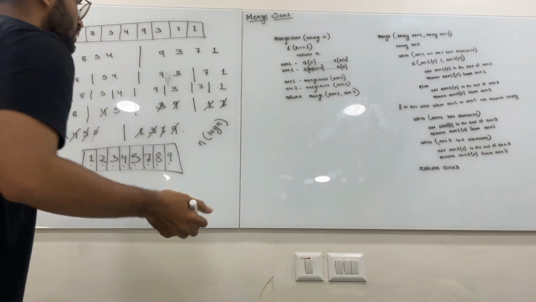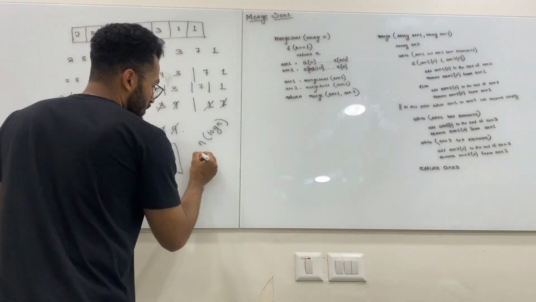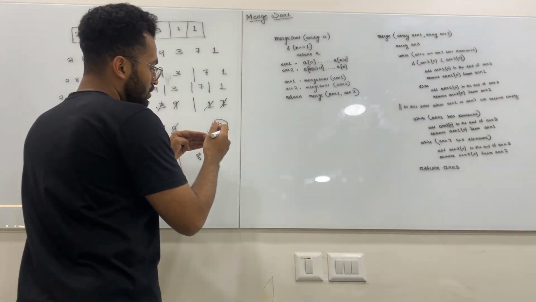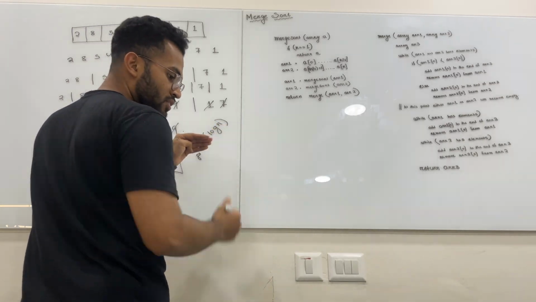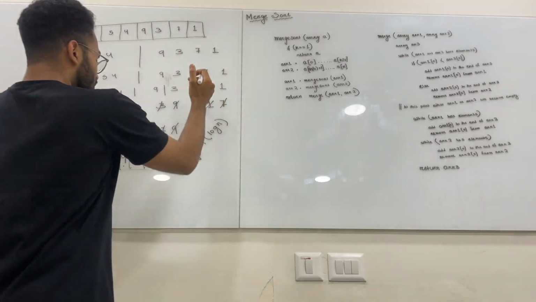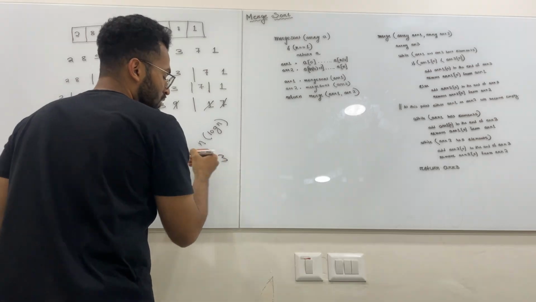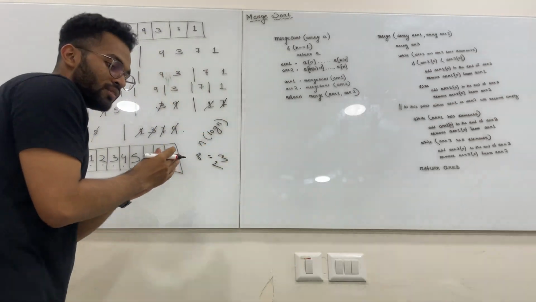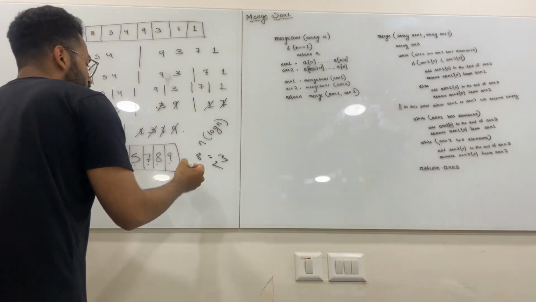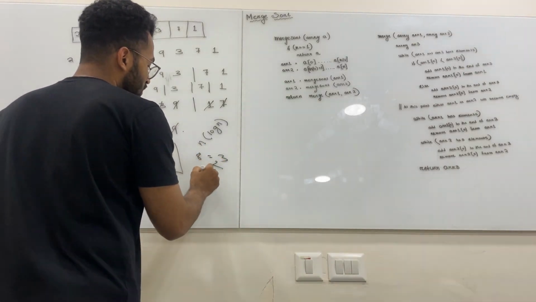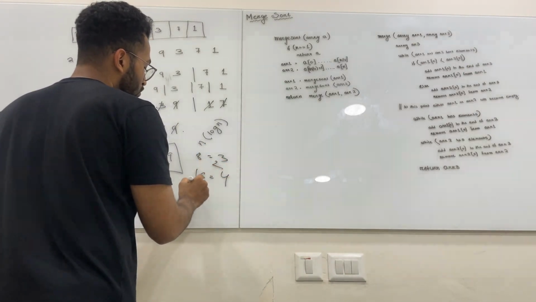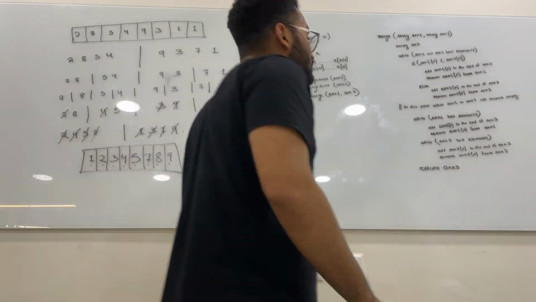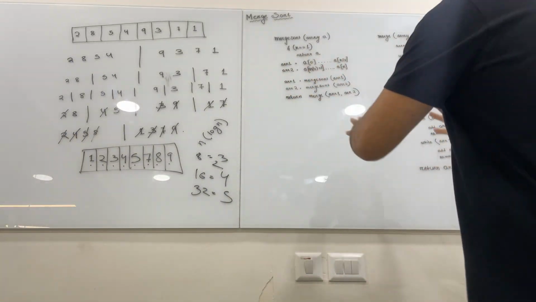And interestingly, if we have say 8 elements, then the depth of the division and the merge would be basically 3. So 2 to the power 3, because we are dividing them equally. Similarly, if I am taking 16, it will be 4, for 32 it will be 5, and so on. Get it? Then let's come to the pseudocode.